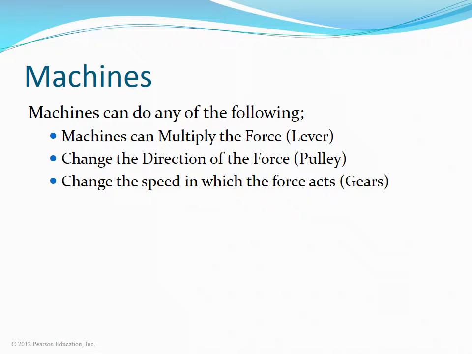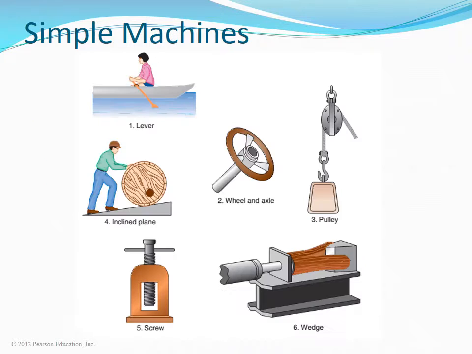Machines can do any of the following. Machines can multiply the force, such as a lever, can change the direction of the force, such as a pulley, and change the speed at which the forces act, such as in gears. The simple machines are the lever, the wheel and axle, the pulley, the inclined plane, the screw, and the wedge, single or double.